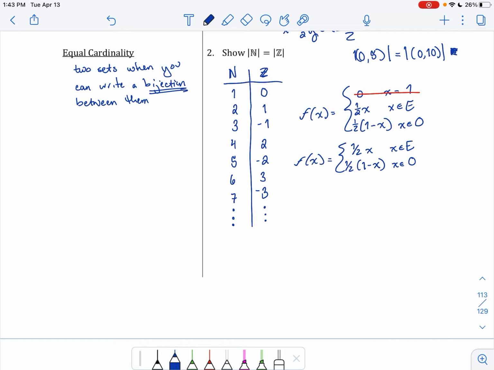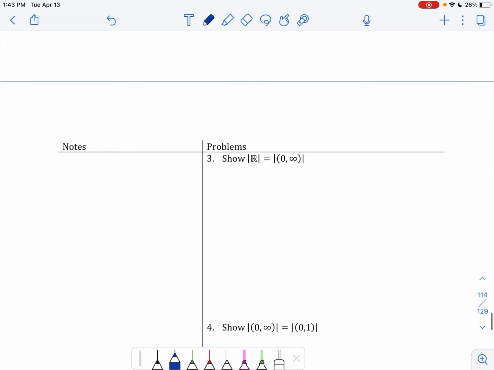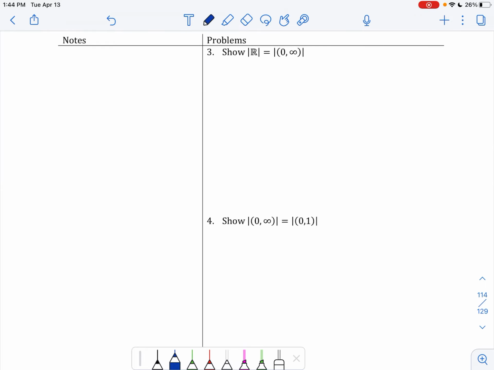Now, to prove that it's a bijection is going to be straightforward. If you want to do that, I just want to keep the video from being 30 minutes long. Feel free to check that using the work that's available. Now, what we are going to show next is sort of a similar idea, but just with the real numbers. So showing that all the real numbers is the same as the positive real numbers. So all the real numbers is equal to the interval 0 to infinity.